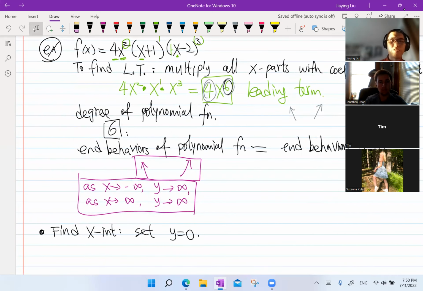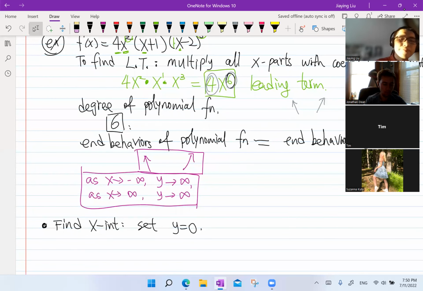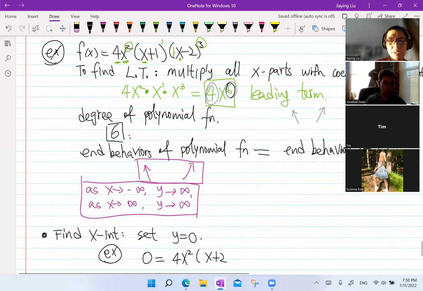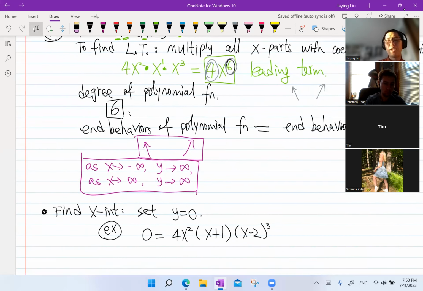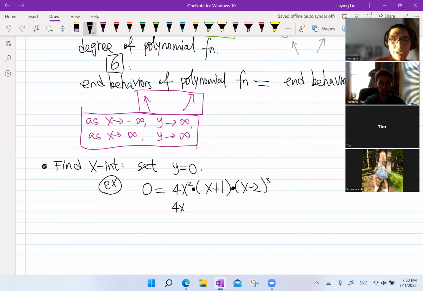Let's see, for example, f of x equals 4x squared times (x plus 1) times (x minus 2) cubed. So to find the x-intercept, we set y equals 0. So 0 equals 4x squared, (x plus 1), (x minus 2) cubed. If I set this equal to 0, how do we find x? It looks like we got a lot of terms multiplied together. That's a good thing. That means each term in the product could possibly be zero. So 4x squared could equal zero. Divide by 4, we get x squared equals zero. And then if we take the square root, x equals plus or minus zero, which is again zero.